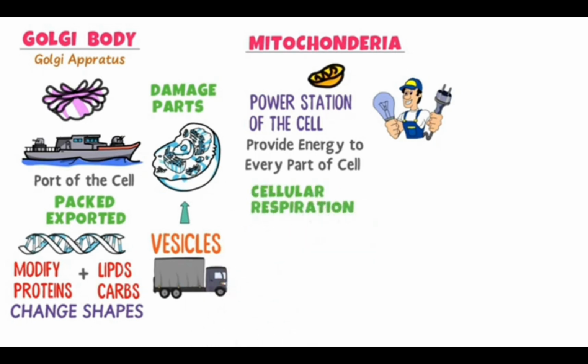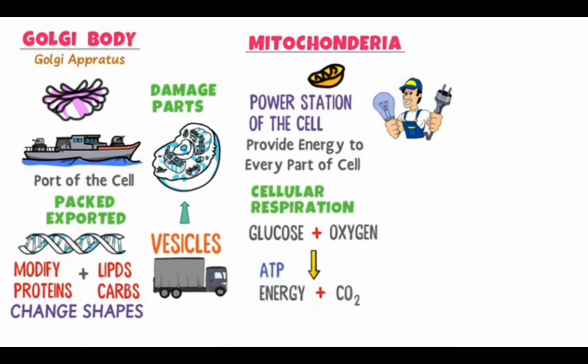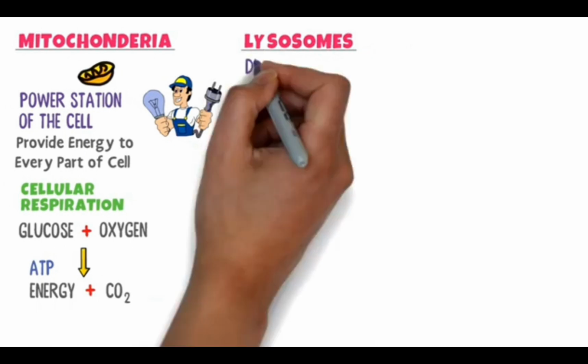For example, glucose will combine with oxygen to release energy in the form of ATP, and carbon dioxide gas is produced as a waste product. Energy produced in the form of ATP by the mitochondria is then transported to each and every part of the cell.